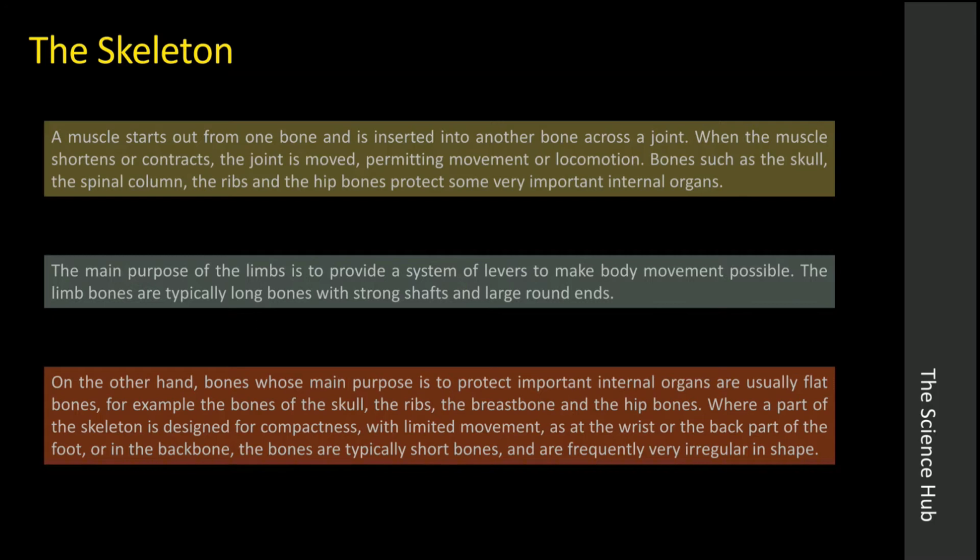On the other hand, bones whose main purpose is to protect important internal organs are usually flat bones, for example, the bones of the skull, ribs, the breastbone or the sternum, and the hip bones. Where a part of the skeleton is designed for compactness with limited movement, as in the wrist, the back part of the foot or the backbone, the bones are typically short bones and are frequently very irregular in shape.